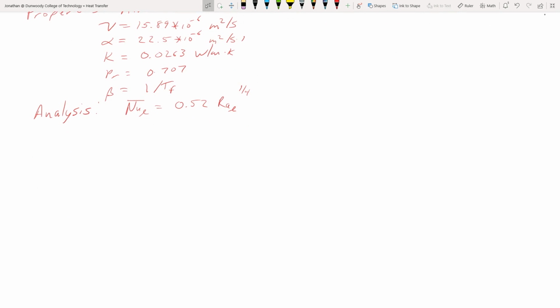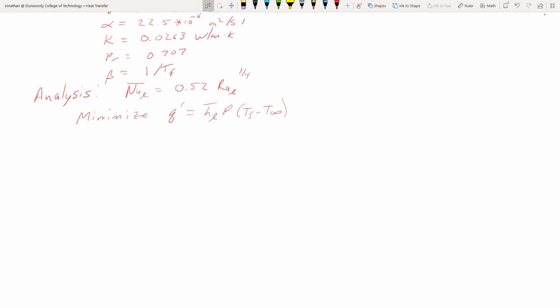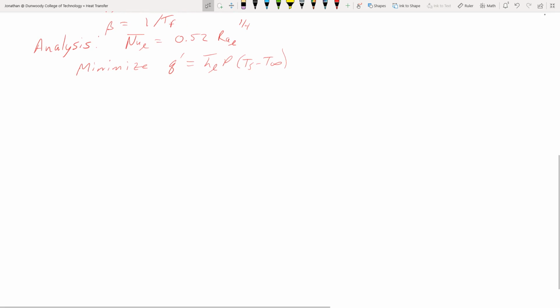We need to minimize q prime, which is going to be h bar_L times P times (T_S minus T infinity). It's going to be the same for each shape. P is going to vary, h bar is going to vary, so that's what we're going to look for. Alright, so let's find our lengths.